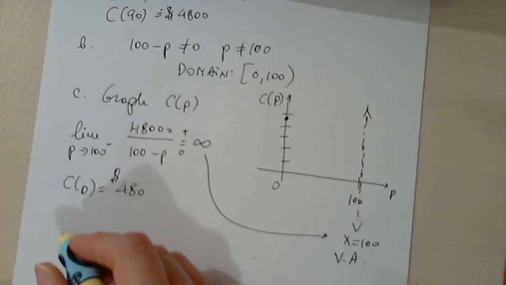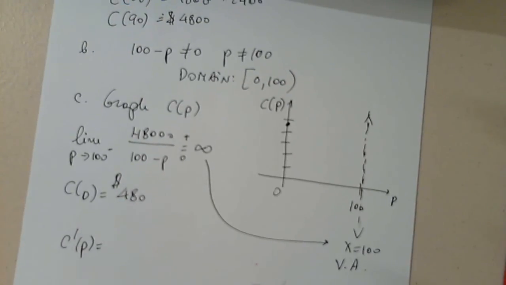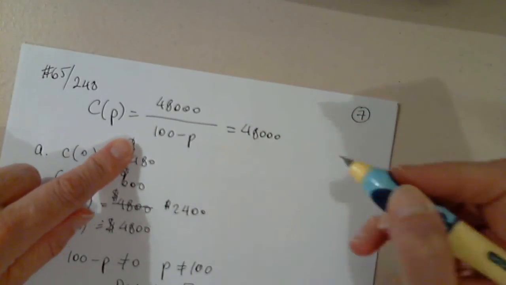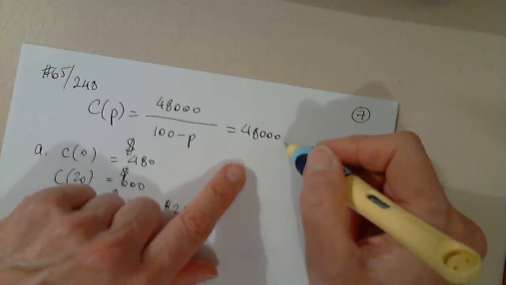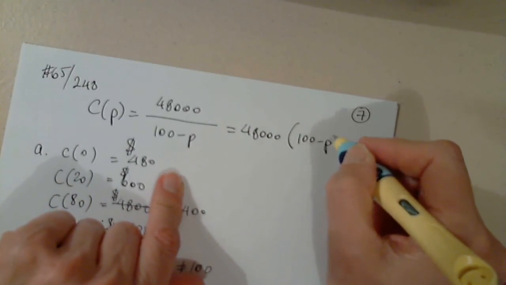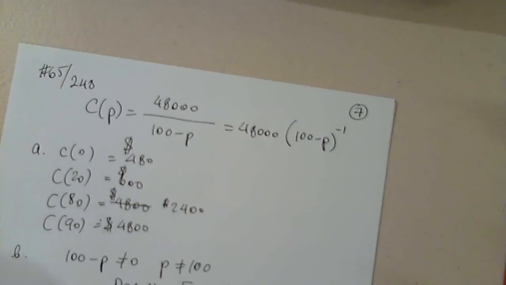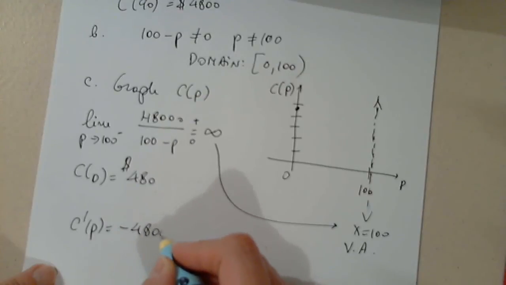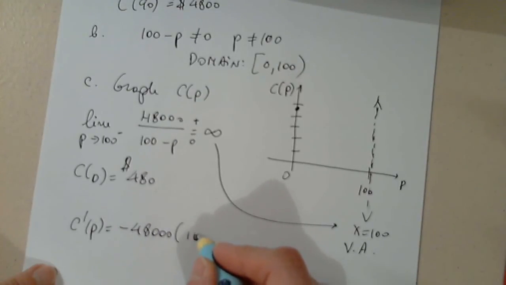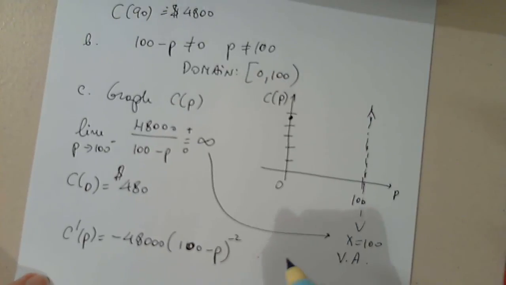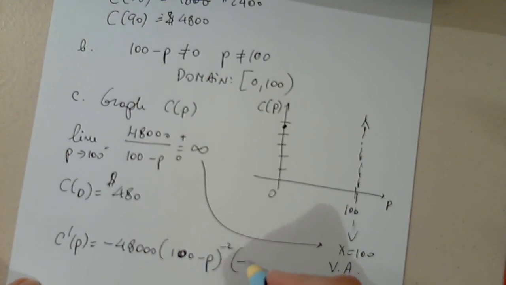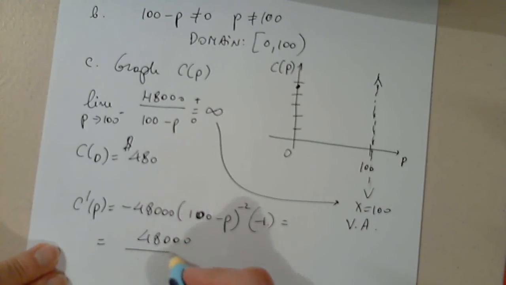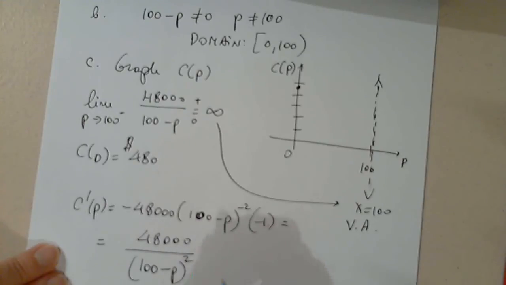Let's also look at C prime. When I determine C prime, I'll come back and replace this function by 48,000 multiplied by 100 minus p raised to -1. It's easier to differentiate. So I bring down -1, so it's -48,000 times 100 minus p raised to -2 multiplied by the inner function prime, which is -1. So then we have 48,000 divided by 100 minus p, everything squared.